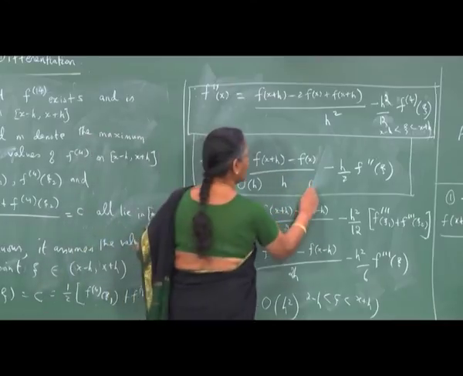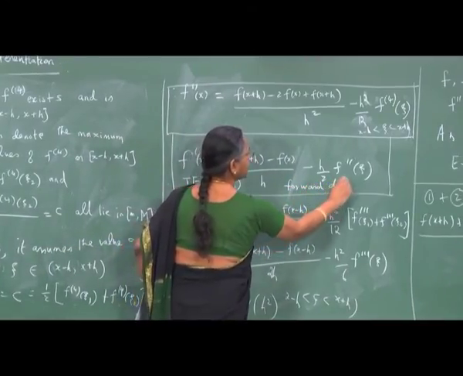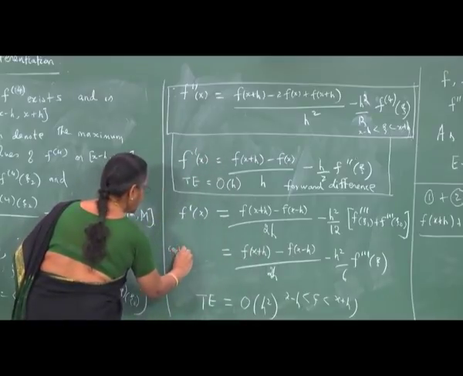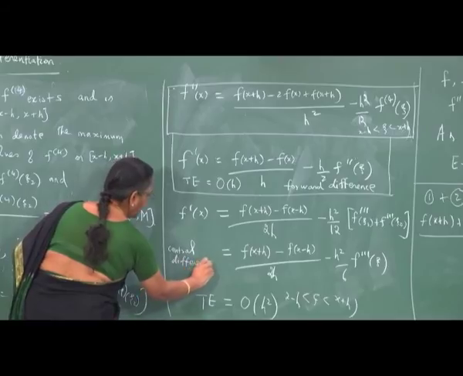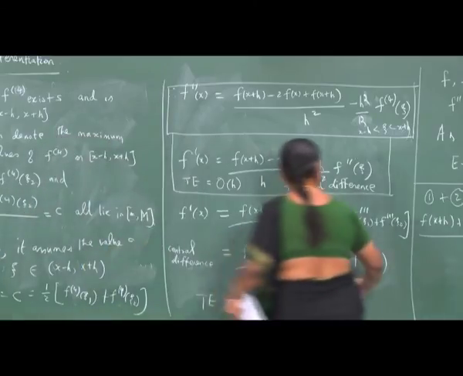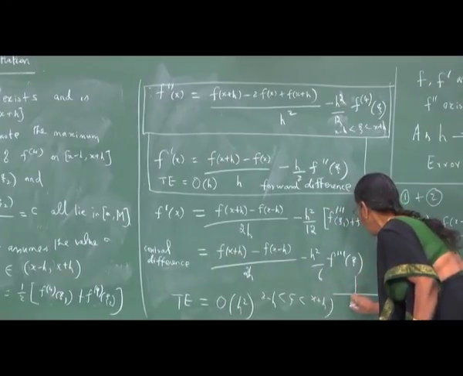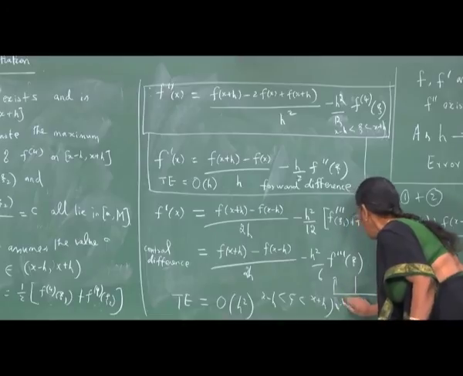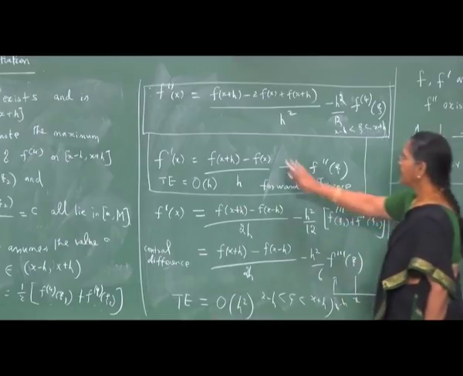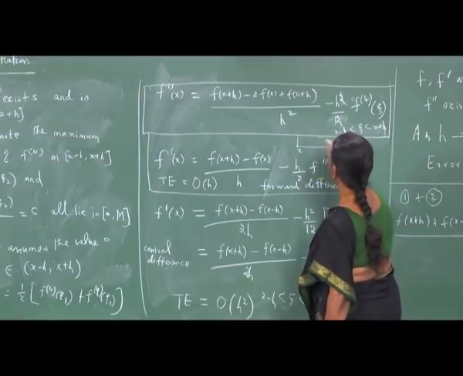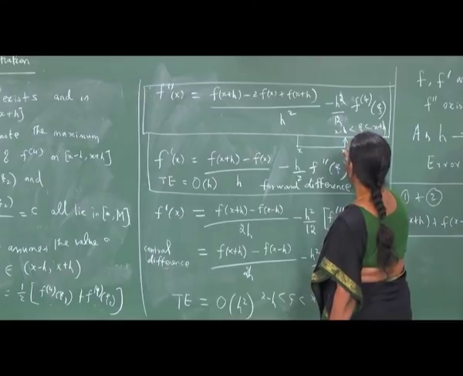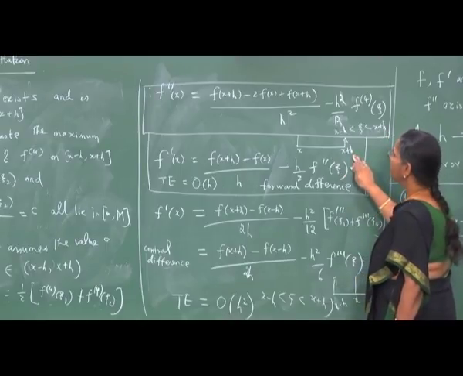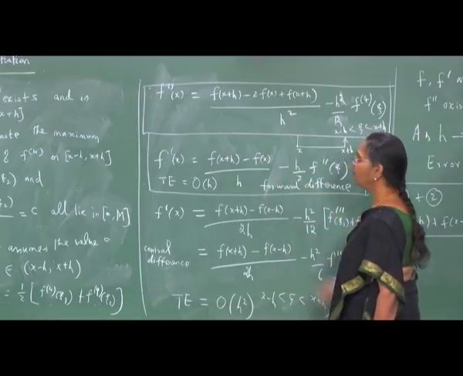These are called forward difference approximations for the derivative, and this is called a central difference approximation for the first order derivative, because the derivative at the central point x is approximated in terms of the values of the function at x minus h and x plus h here, whereas here the derivative at any point x is given in terms of the values of the function at a point which is x plus h, and it also involves the function value at x.